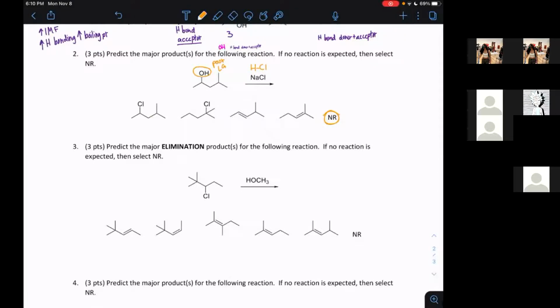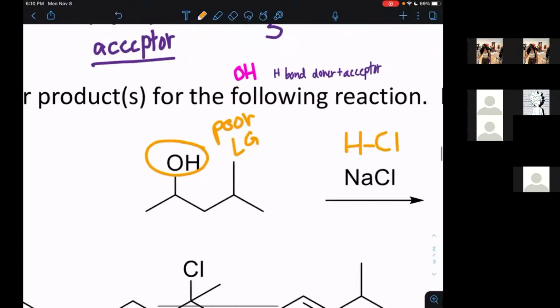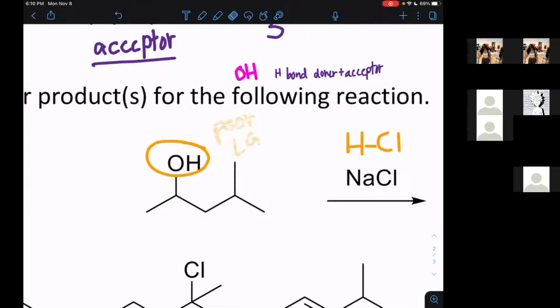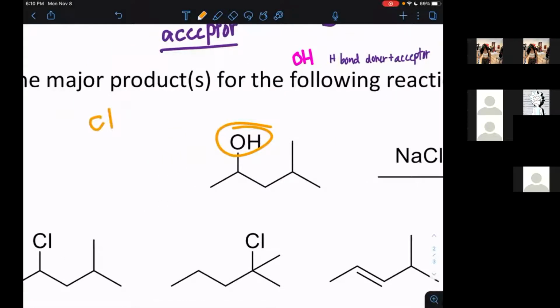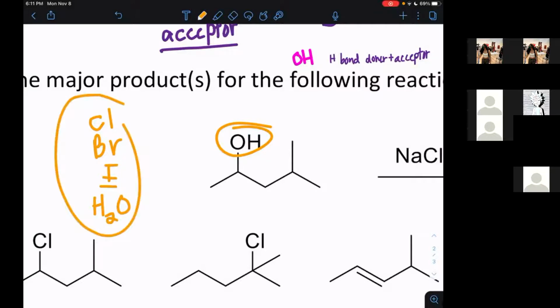Sorry, can you explain that again? Yeah. So the first thing that you do in like literally any of these reactions is you look at the leaving group to determine if it's a good one. Good ones are Cl, Br, there's another halogen, and then H2O. Iodine. Yes, so those are all good leaving groups.